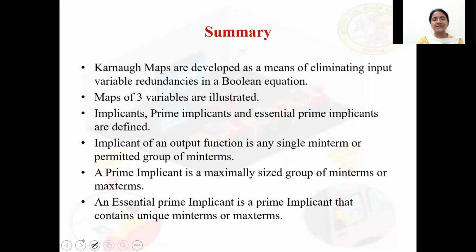An implicant of an output function is any single minterm or permitted group of minterms. A prime implicant is a maximally sized group of minterms or maxterms. And an essential prime implicant is a prime implicant that contains unique minterms. At least one unique minterm should be there in the group. Then that group or that product term we consider as an essential prime implicant.